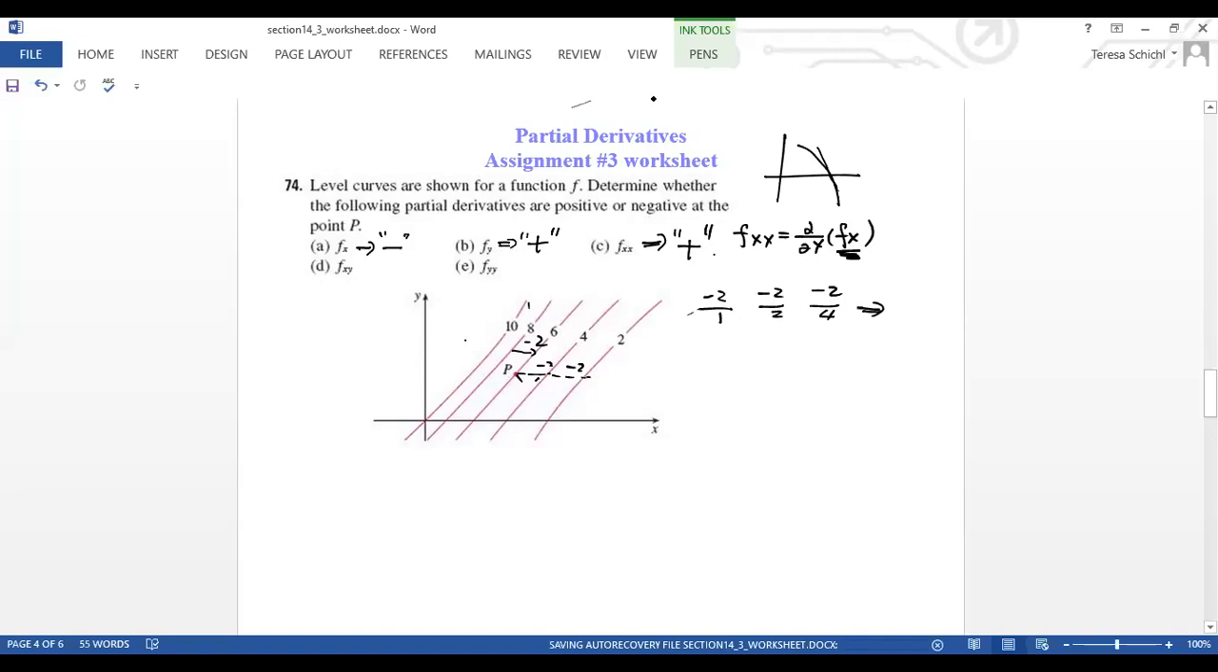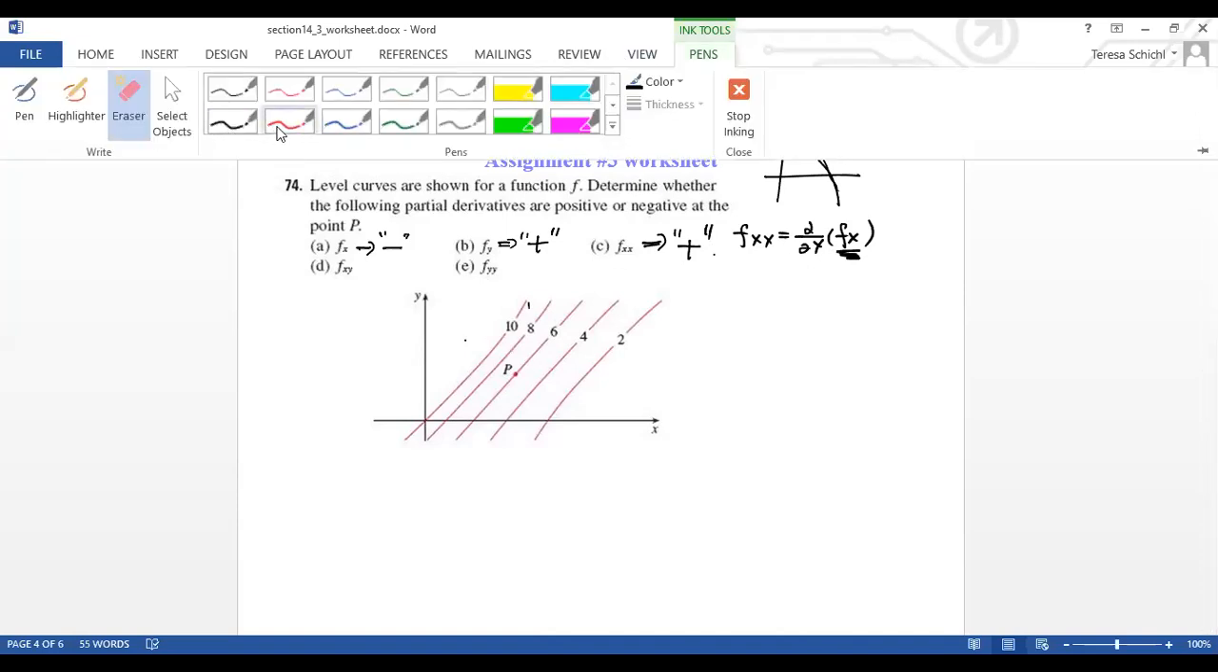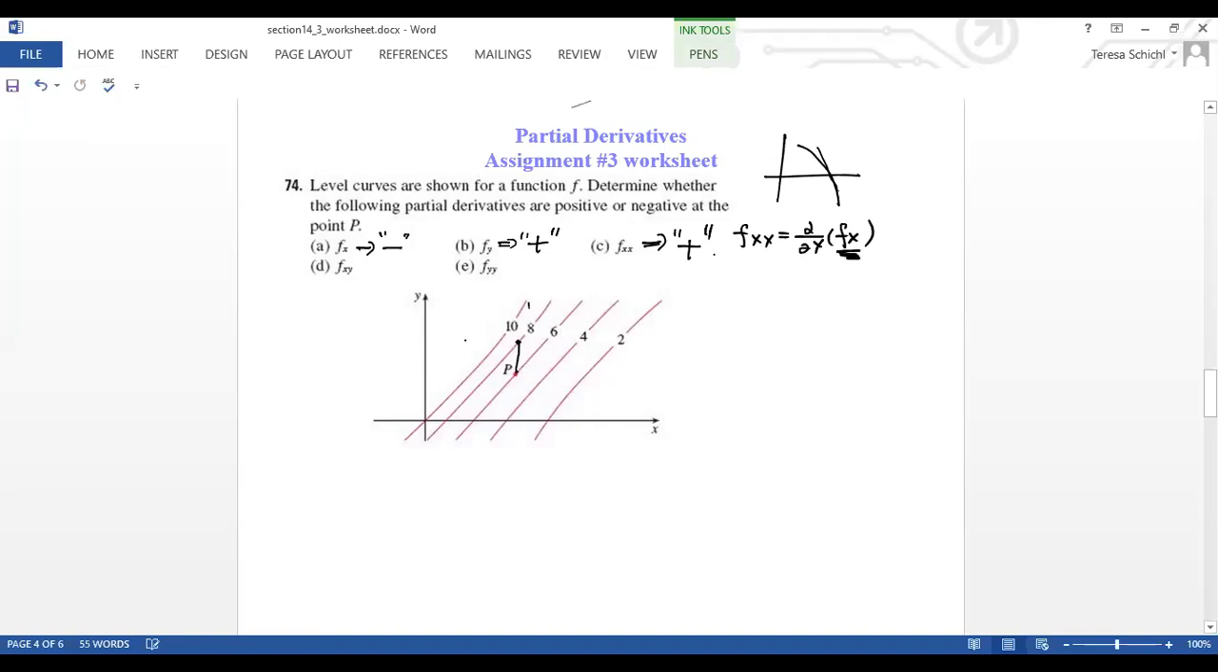Okay, so now let's take a look at f of yy. I think the d is the kind of confusing one here, right? So for f of yy, if you go in the y direction, the spacing is getting tighter and tighter. So maybe it starts with a 4, then the spacing decreases to 2, then decreases to 1. So what is this value? This value is getting bigger, right?